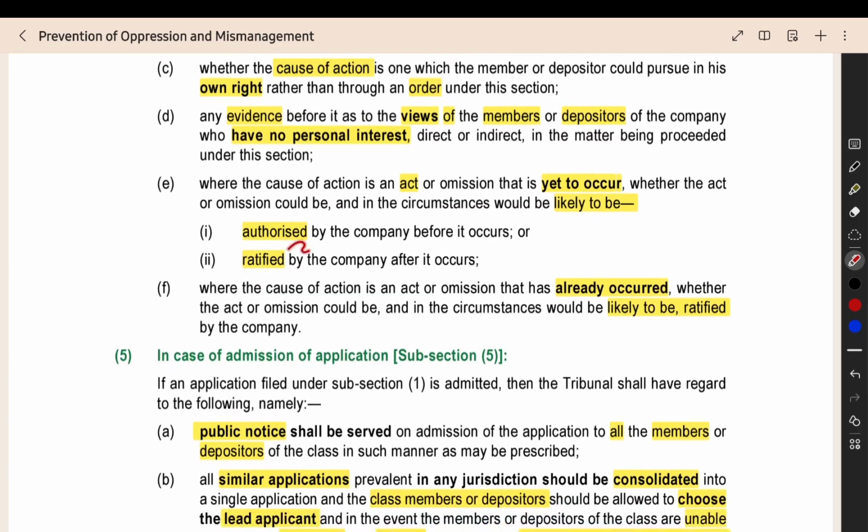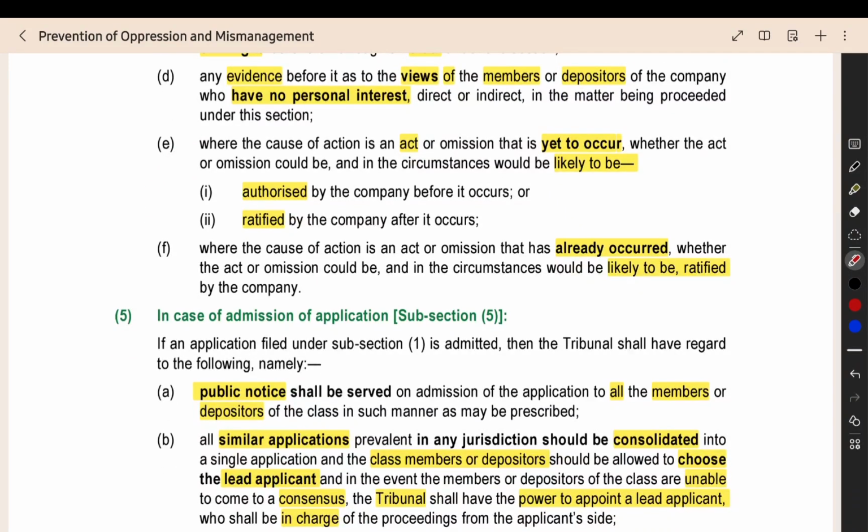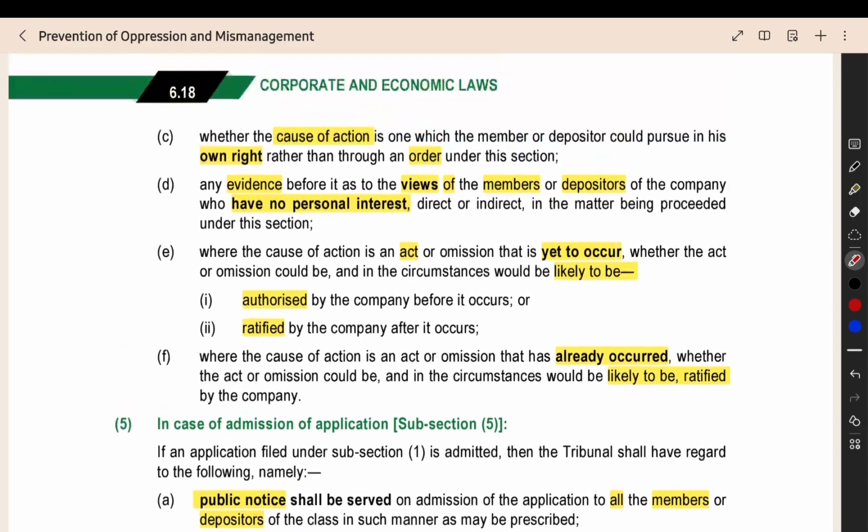Now they can say whether it will be authorized by the company, whether the company can authorize it before it occurs or the company can ratify it after it occurs. Before it occurs, the company can give the approval, or after it occurs, the company can ratify it, after the completion of the act. If it can be approved and regularized by the company approval, then there is no problem. That also they will consider. Then, if the action already occurred, whether the company can ratify the action, they can give the approval after the completion of the act, whether that is possible, that also will be viewed by the tribunal.